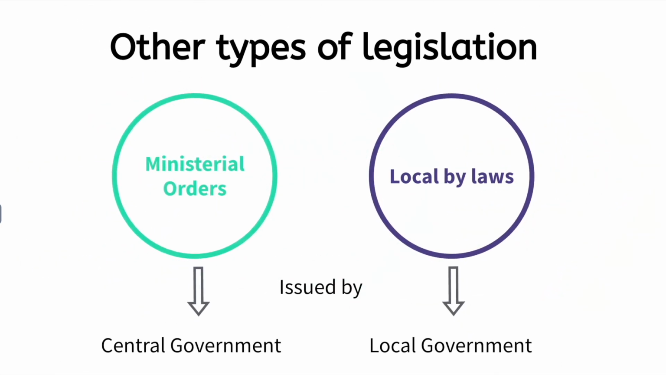So let's take a look at other types of legislation. On the one hand, we have the delegated legislation issued by central government, such as ministerial orders in the first place, and on the other hand, by local government, such as local bylaws.